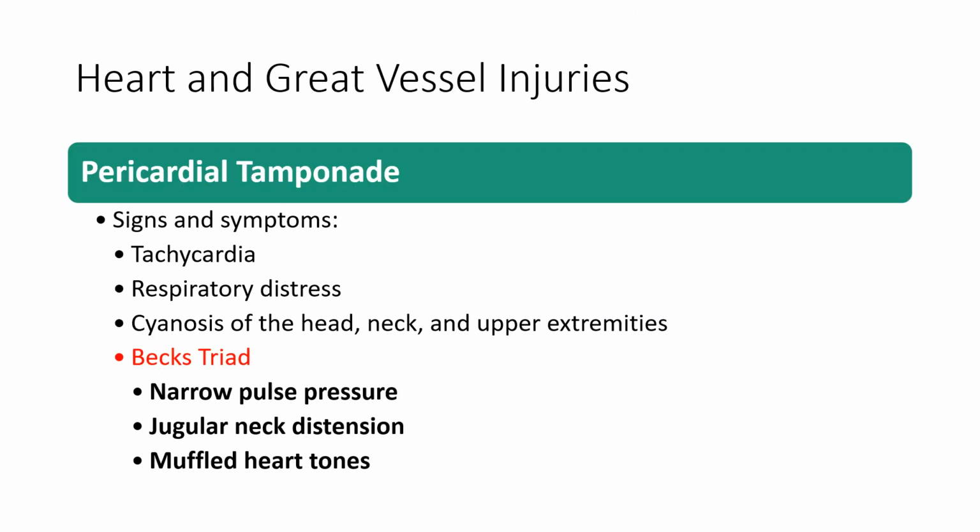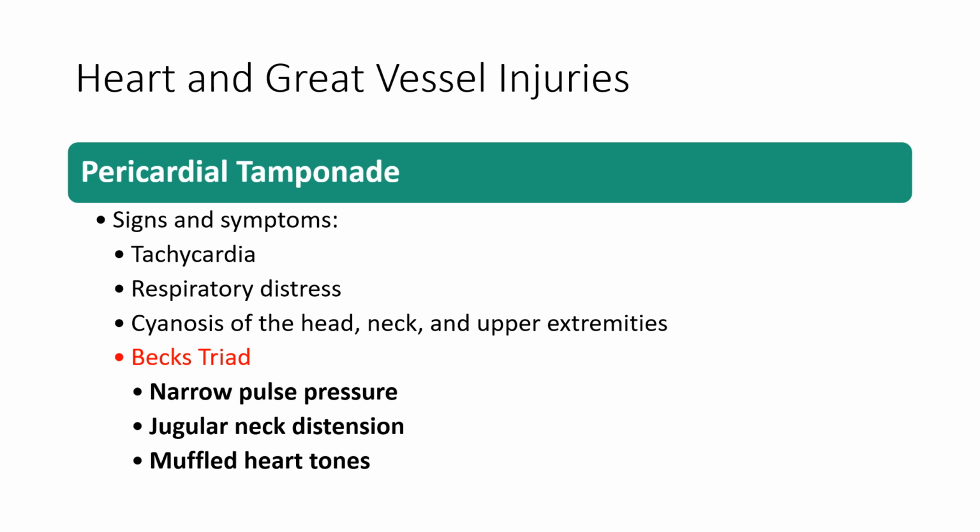Signs and symptoms: tachycardia, respiratory distress, cyanosis of the head, neck, and upper extremities. We'll have JVD. So the following is known as Beck's triad. It is indicating that the patient has a pericardial tamponade, and it's going to be narrowing pulse pressure.